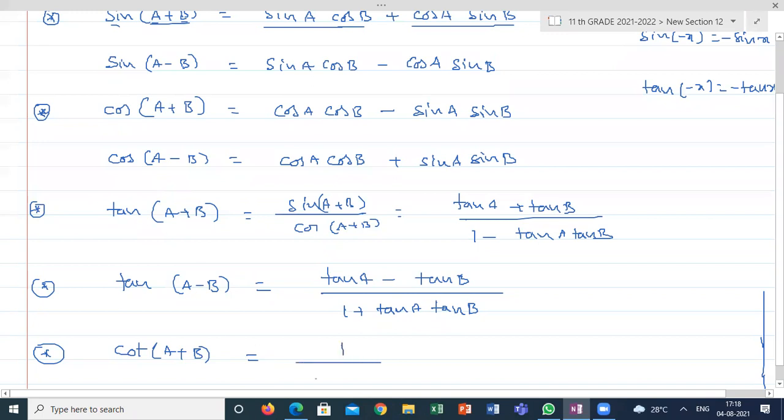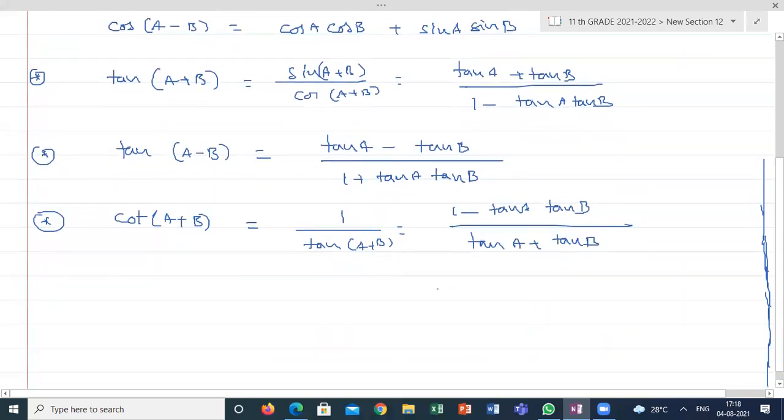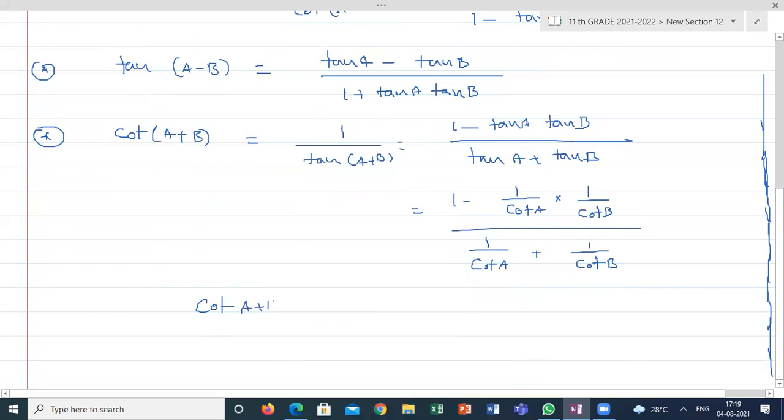Got it what I'm saying? This is 1 by tan of A plus B, that is nothing but 1 minus tan A tan B by tan A plus tan B. If you convert everything into cots, you get 1 minus 1 by cot A into 1 by cot B, divided by 1 by cot A plus 1 by cot B. After all cancellations, cot of A plus B is equal to cot A cot B minus 1 divided by cot B plus cot A. Is it clear, guys, what I'm writing?